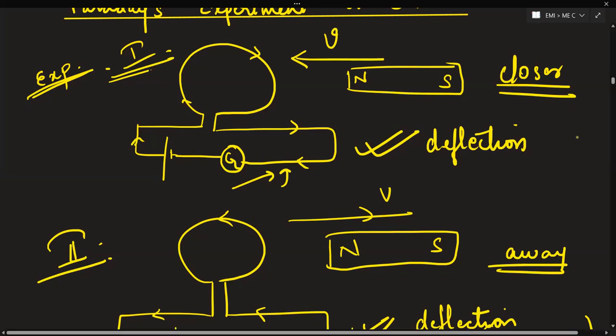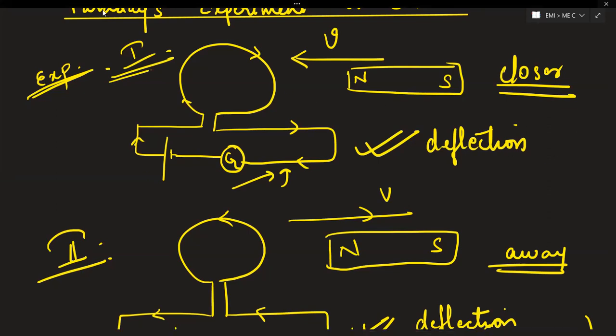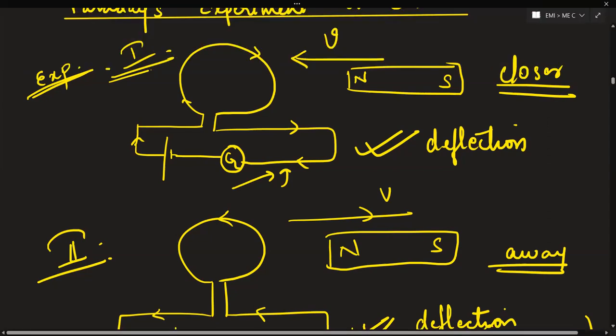So the conclusion was that whenever this bar magnet came closer, because of these magnetic fields, what happened? As it was brought closer, the number of field lines increased.